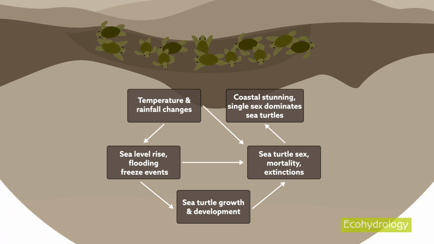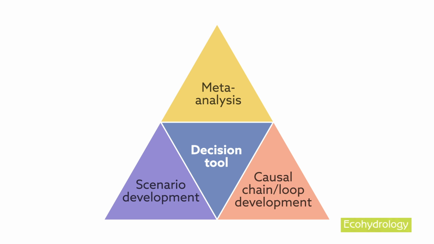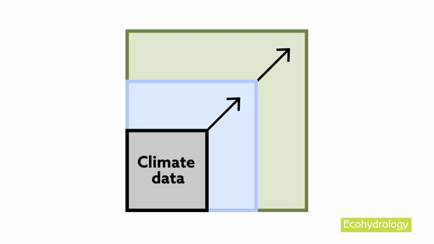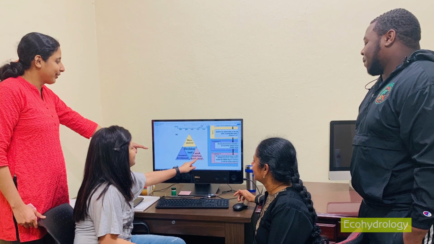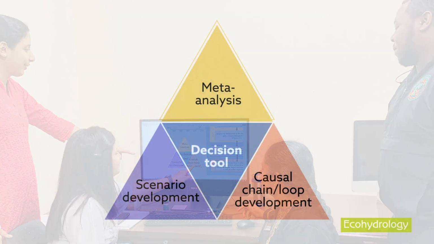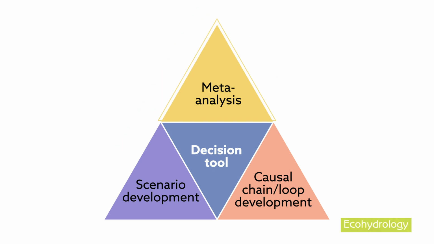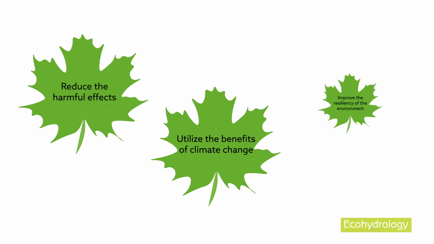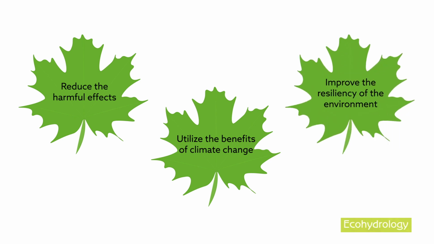The biggest advantage of this 3-in-1 approach is that it can be extended to any biological community, natural feature, or phenomenon on virtually any spatial scale, depending on the availability of climate data for that scale. For countless decision-makers around the world, the tool could be extremely useful. With the amount of climate data increasing exponentially, this framework could distill the most salient results for areas big and small to help utilize the benefits of climate change, reduce the harmful effects, and improve the resiliency of the environment.